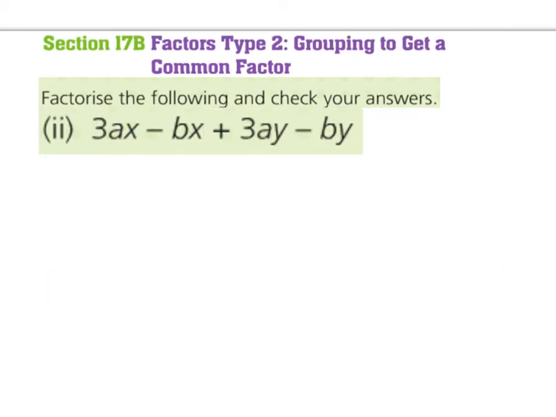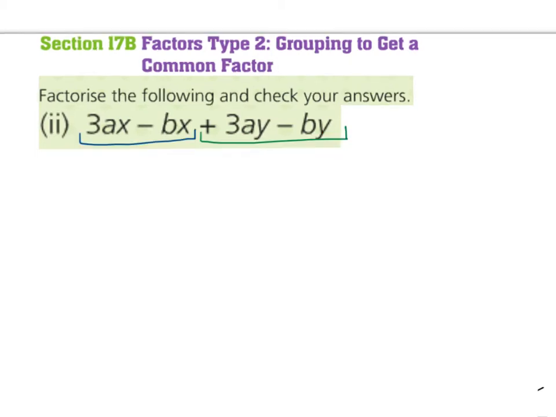Question 2. Factorize 3ax minus bx plus 3ay minus by. So again, we have four terms. If we try to factorize using the HCF method, which means taking out a common factor, we'll see that there is no term that is common to all four parts. So we are going to have to try our grouping method.